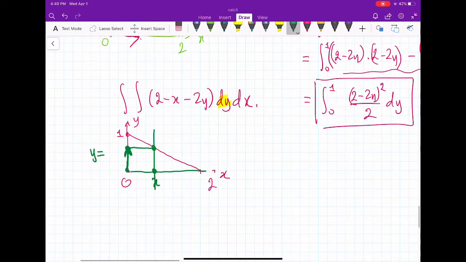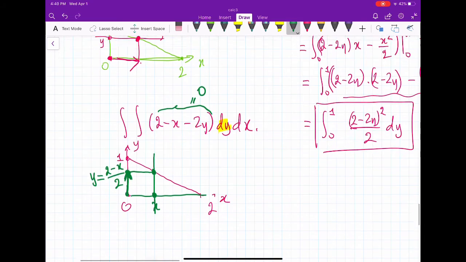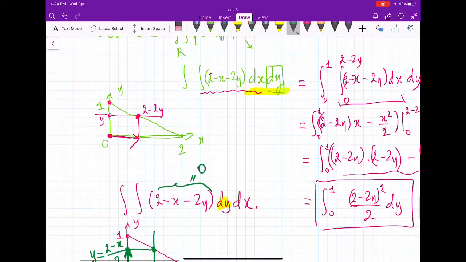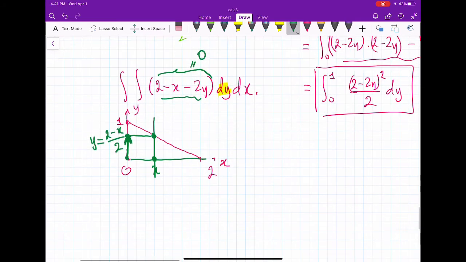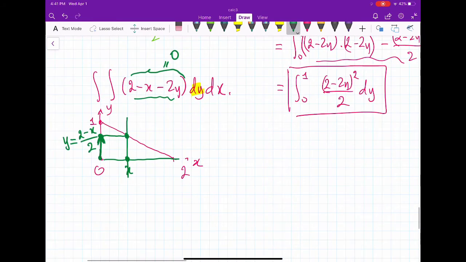y equal to 2 minus x over 2. You put this equal to 0. Makes sense? And so for the y. And for the very first situation, how do we find 2 minus 2x? Again, you put the function equal to 0 and you solve for x. It's pretty easy. You see that? All right.